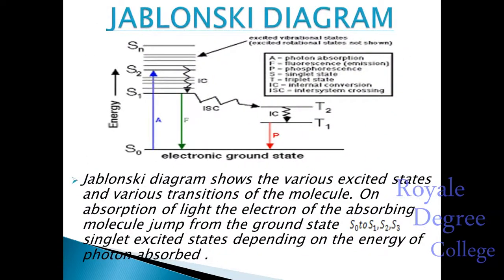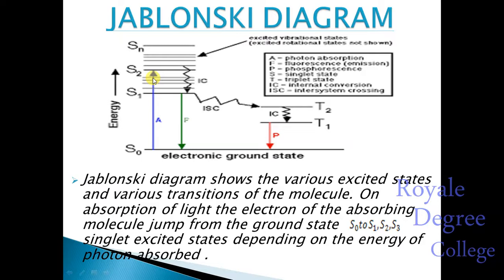Now Jablonski diagram. Here the Jablonski diagram shows the various excited states and the various transitions of the molecule. On absorption of light, the electron of the absorbing molecule jumps from the ground state, that is S0, to S1, S2, S3 and so on up to Sn singlet excited states, depending on the energy of photon absorbed. Here you can see the figure. After absorbing the energy, electron is being excited from ground singlet state to the second singlet state. Here photon absorption is shown.